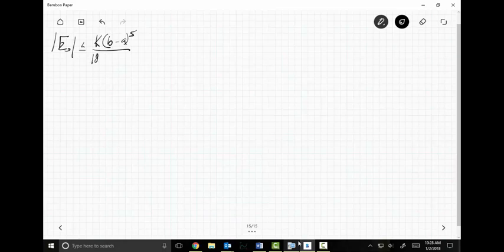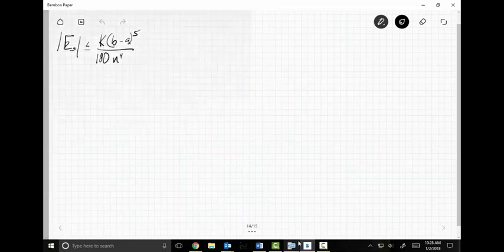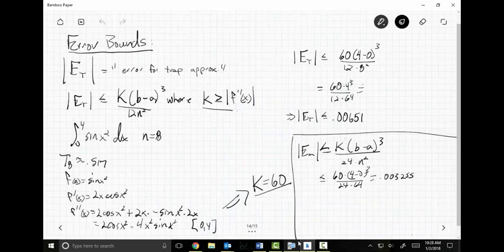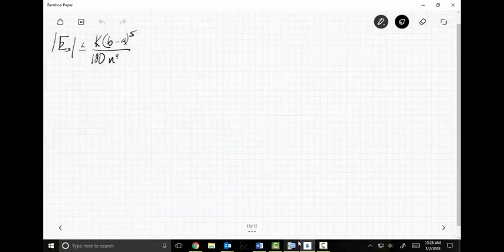You end up with, now instead of 12 or 24, we end up with 180, but it's n to the fourth. Now, think about that. Before we had 12 and 24, and we had n squared down here, right? Remember back here? I had my n squared. But with Simpson's, I've got n to the fourth, which means as long as this difference isn't huge and this k isn't huge, I'm going to get a tiny, tiny error.